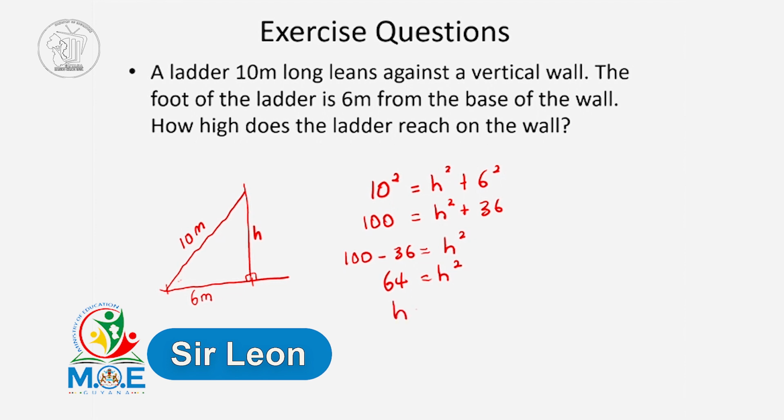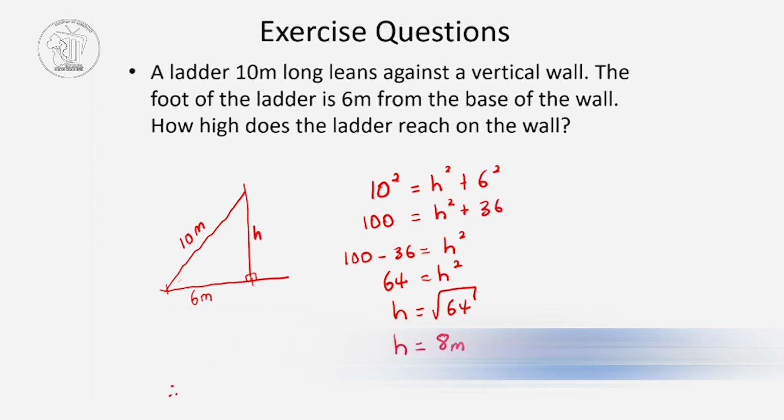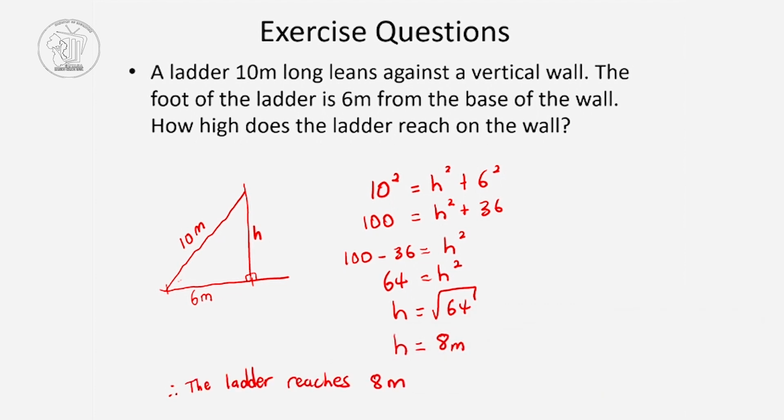So h will be equal to, taking the square over to become the square root, the square root of 64. Hence h is equal to 8. How high does the ladder reach up the wall? Therefore the ladder reaches 8 meters high. And that would be the answer to this question.